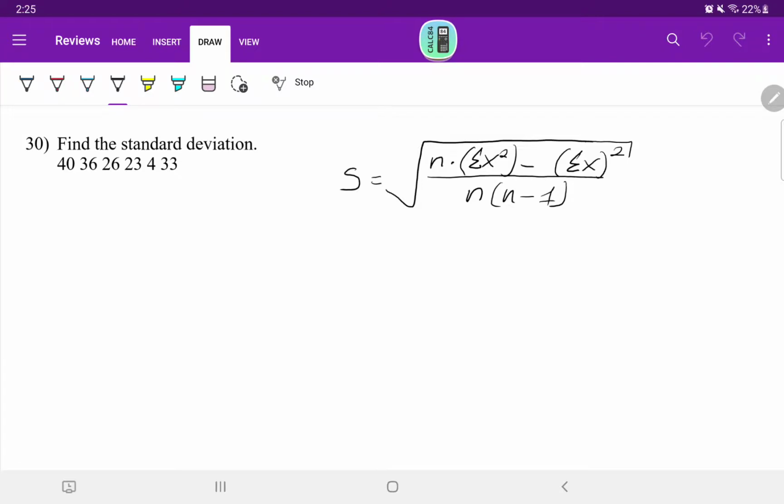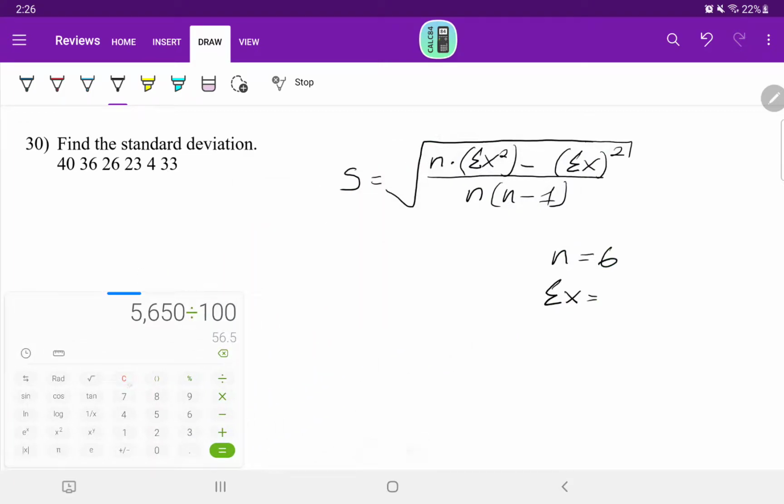Now, what is n? n is how many data values you have. 1, 2, 3, 4, 5, 6. 6 data values. Now I need to find the sum of x. To find the sum of your data, you just add up all your data values. So let's add that up. That's going to be 40 plus 36 plus 26 plus 23 plus 4 plus 33. That's 162.